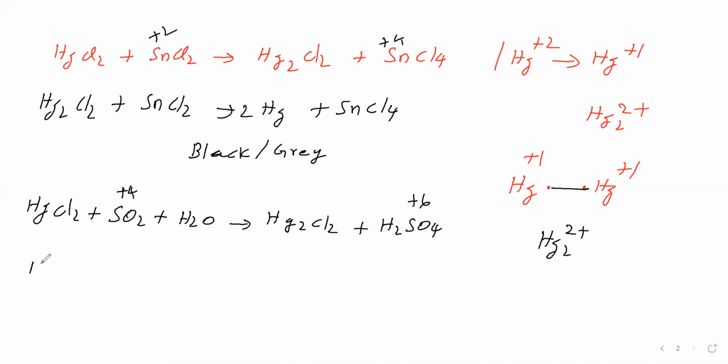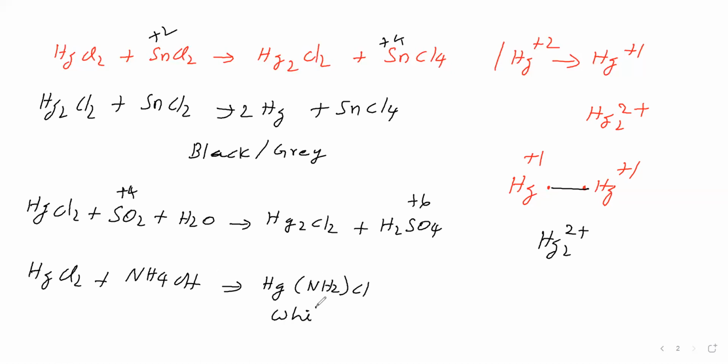Then mercuric chloride with ammonium hydroxide, otherwise ammonia, gives mercuric amido chloride. This is white. This Hg2 plus takes NH2 minus and becomes mercuric amido chloride.